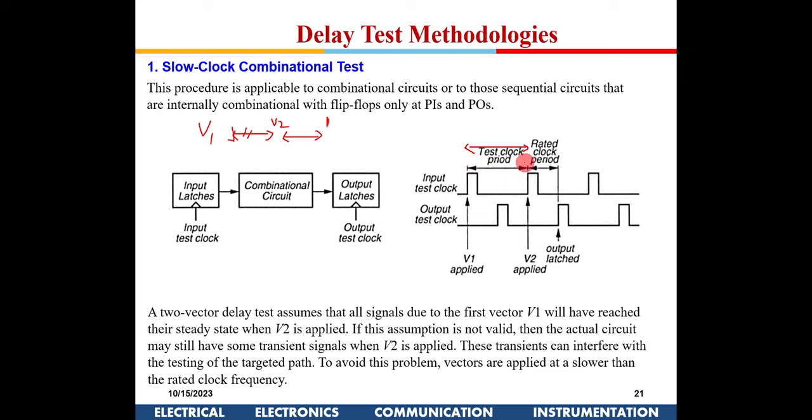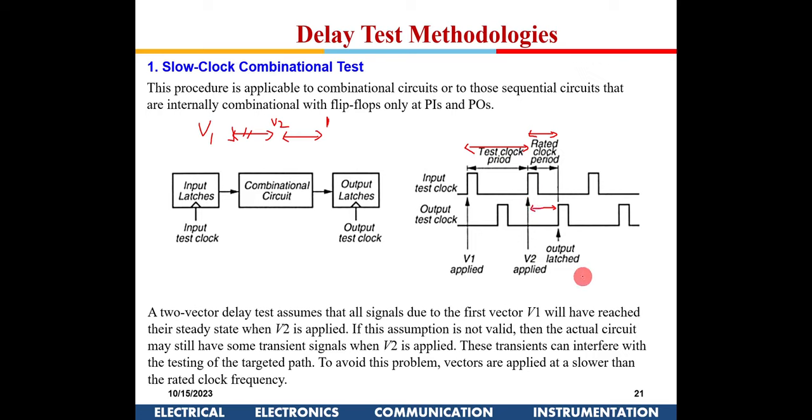This is not the rated clock. So, if you see, this is the rated clock. You find that the test clock period is long for V1 to get settled. This is only for V1. We are not giving that much time after V2. After V2, we are capturing the data here, after a time T.